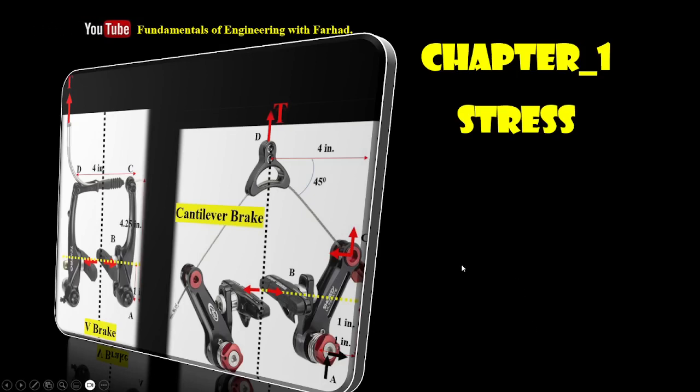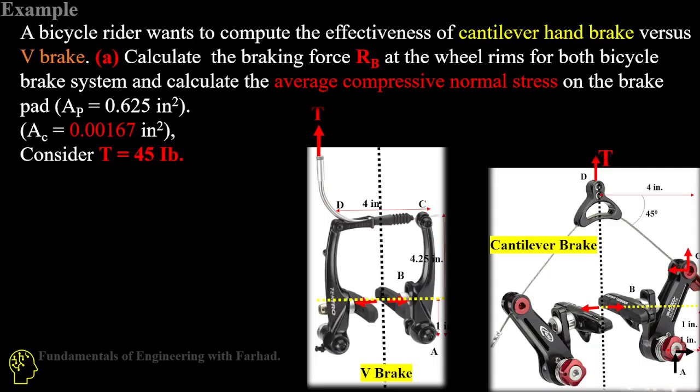Good evening, everyone. Mechanics of Materials, Chapter 1, Stress. Let's solve an interesting example on two brake systems for a bicycle. One is the V brake and the other one is the cantilever brake system.